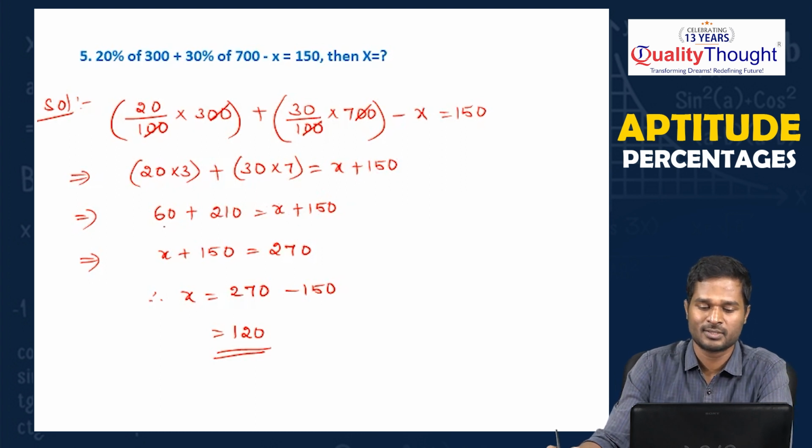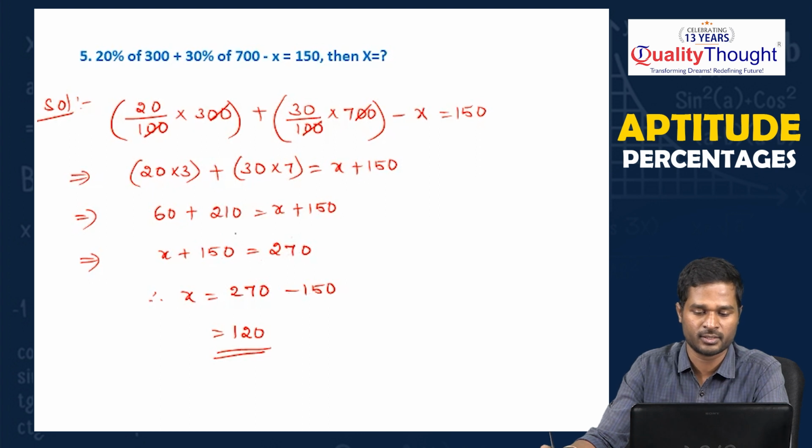So, x plus 150, 60 plus 210, that is 270. So, x plus 150 is equal to 270, x is equal to 270 minus 150, take this 150 to that side. So, 270 minus 150 is 120. So, this is how this will be solved, we have just written the things from the given question and we have solved it.